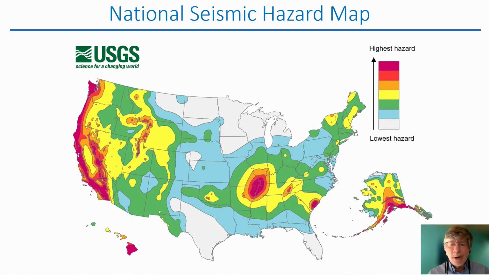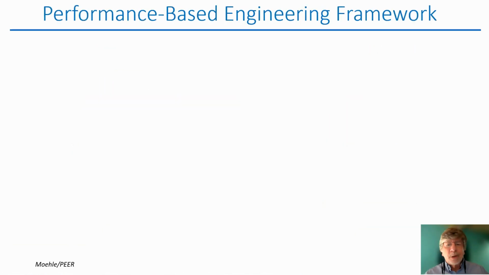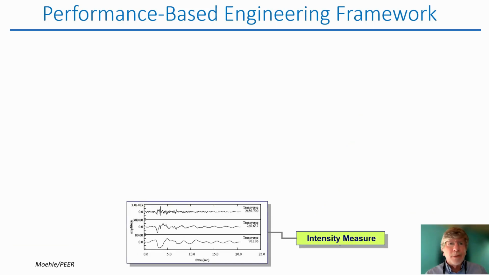But the point is, now we have this information on what to expect in terms of the risk of strong ground shaking. So in the PEER Center, we developed what was called a performance-based engineering framework. And this knits together all the pieces, starting out with interfacing with the earth science community to understand the intensity of ground shaking, what kind of accelerations can occur, and how we mathematically describe those.